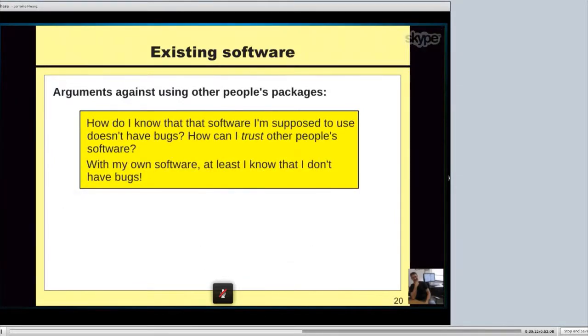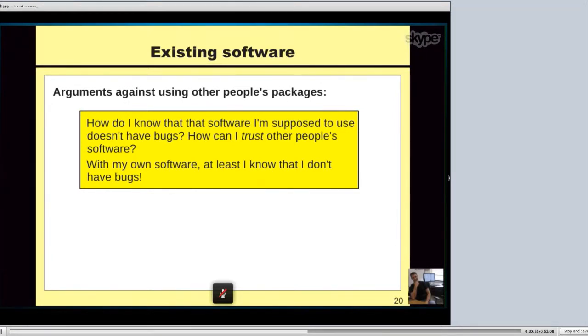The third reason that I hear is, let's say you build your own code. When you do this, then you sort of know where the problems are. You know if there are bugs. If there are bugs, you fix them, and so you have trust in your own code. Whereas if you use somebody else's code, let's say PETSc or Trilinos, how am I supposed to know that this code doesn't have bugs?